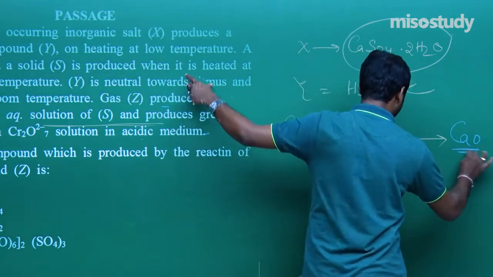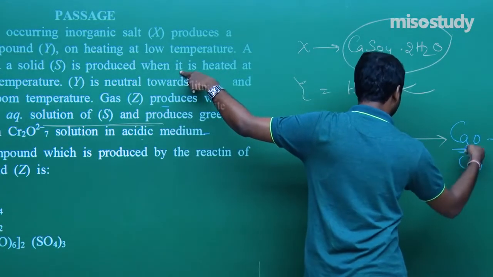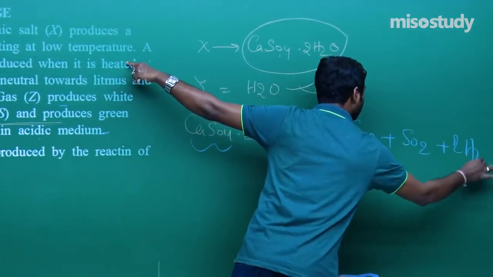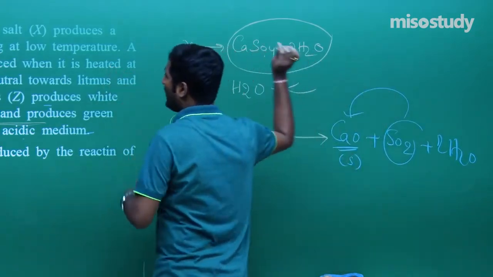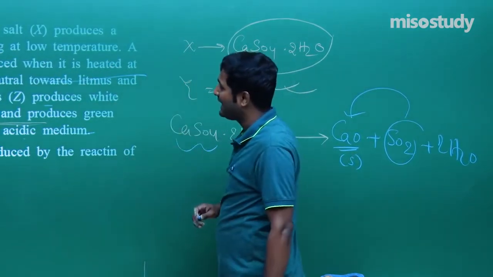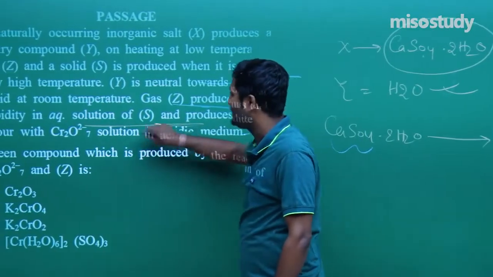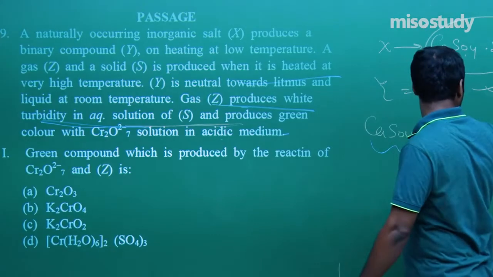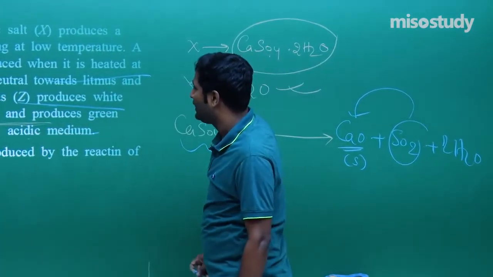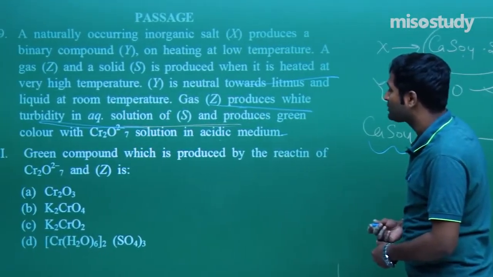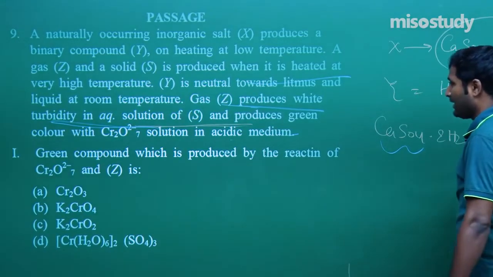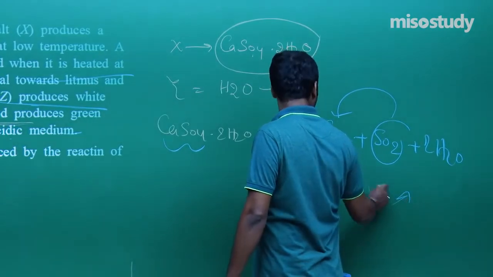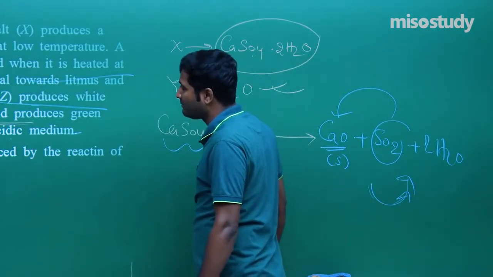This is solid. This is not MgO. This cannot be Na2O plus SO2 plus 2H2O. It gives white turbidity when it is heated at very high temperature. The gas produces white turbidity. White turbidity appears when CaO is treated with an aqueous solution of S. Okay, aqueous solution of S, that is CaO plus H2O, and when applying SO2, white turbidity comes.